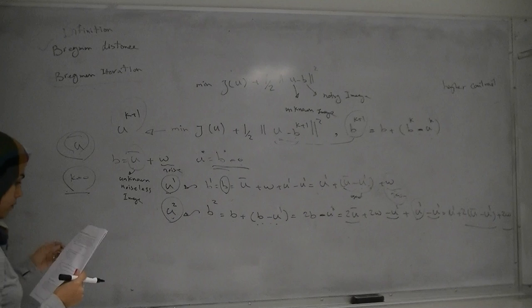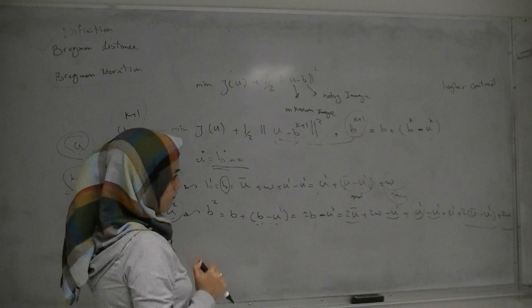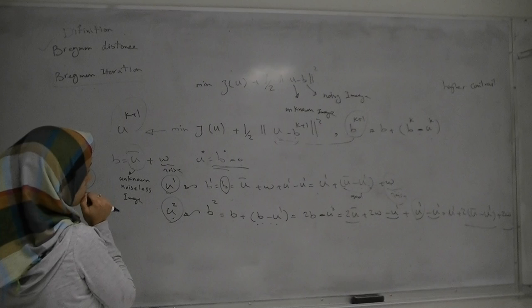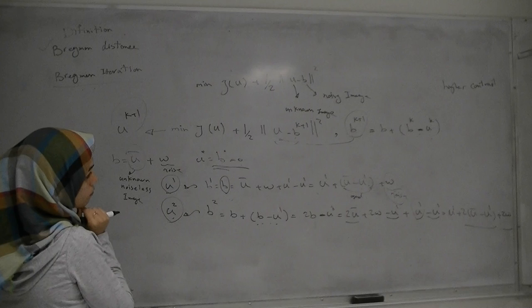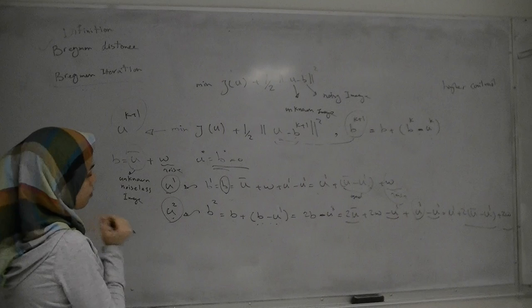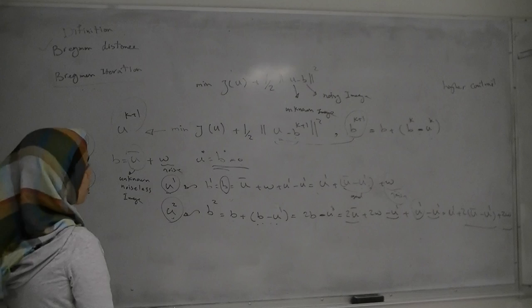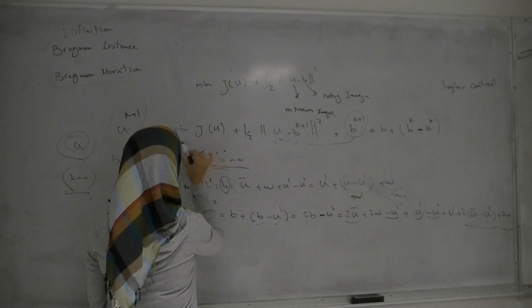Regarding this, if you want to minimize the objective function, can you use other types of iterative methods, like Newton's method or conjugate gradient? Can you use it? Yes, you can use it. So what's the major difference between this one and this one, in terms of the iteration?